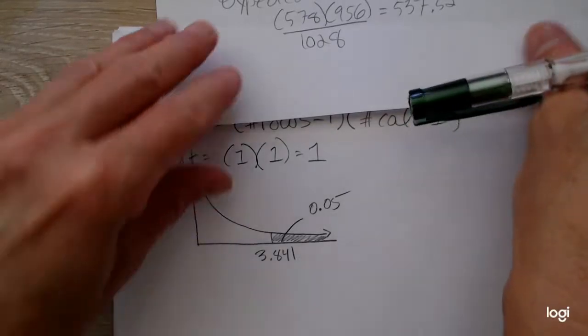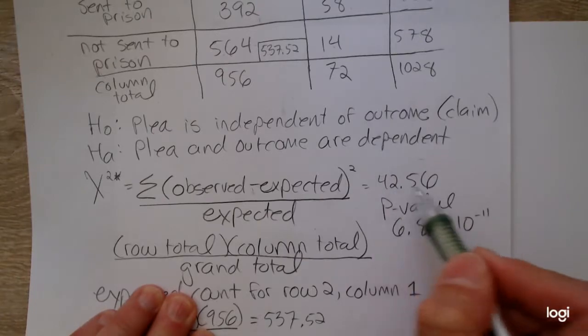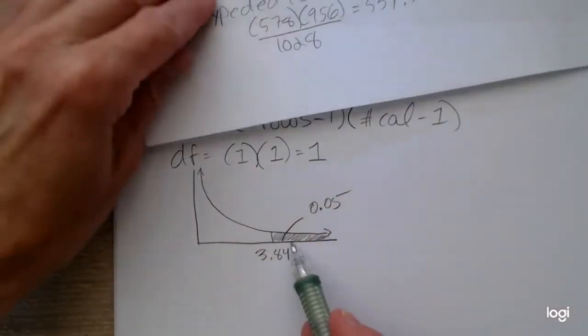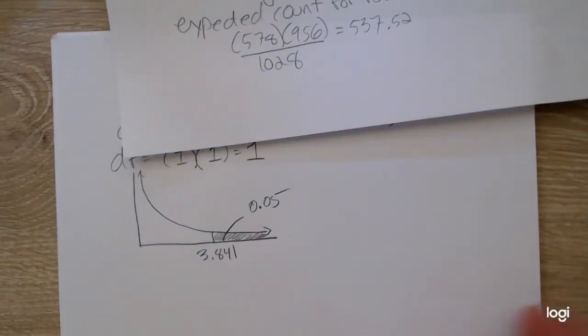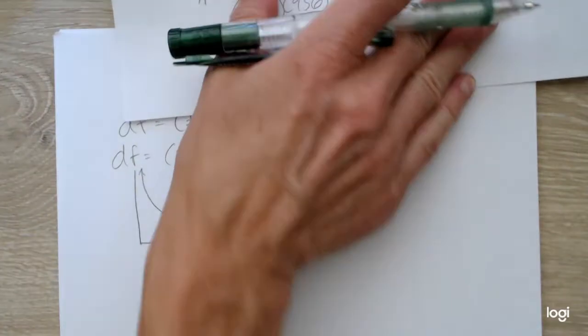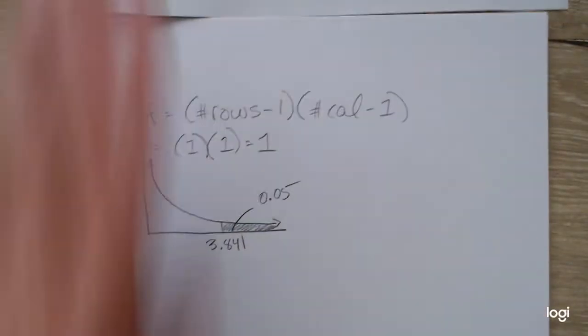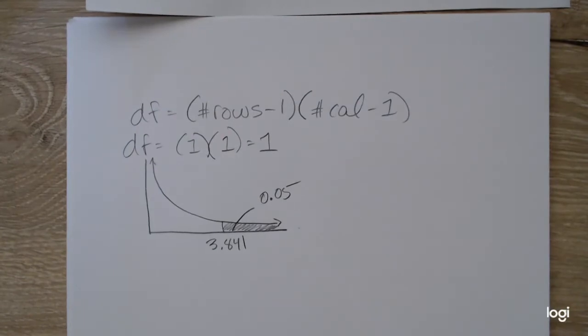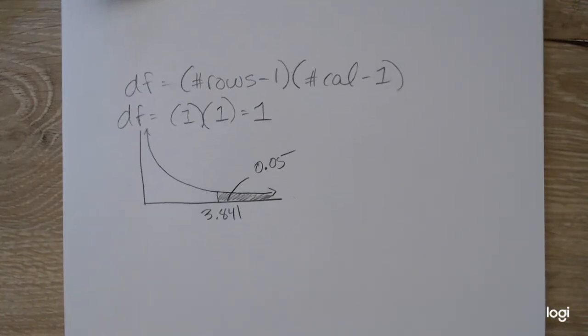So it's pretty obvious that we are well in the rejection region. If our standardized test statistic is 42.56, okay, we're way off in the tail. We're over here, by the edge of the screen. So there is strong evidence to reject the null. Okay, so there's sufficient evidence to actually conclude that the plea and the outcome are somehow related.